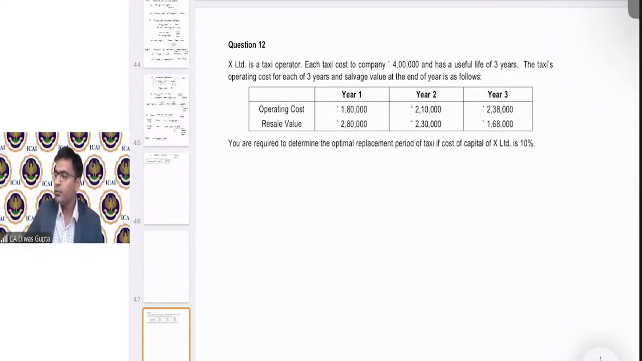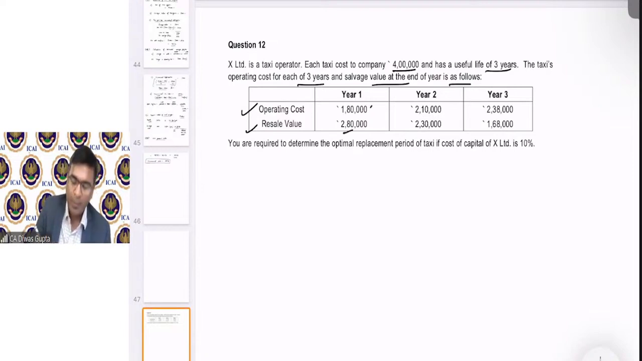In question number 12, it says that X Limited is a taxi operator. Each taxi costs the company rupees 4 lakhs and has a useful life of 3 years. So for one taxi, they spend 4 lakh and it has a useful life of 3 years. The taxi's operating cost for each of the 3 years and the salvage value at the end of the year are given as follows. These are the operating costs and these are the resale values. In case we decide to sell after year one, we will get a salvage value of 2,80,000.